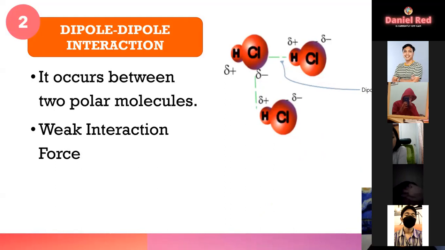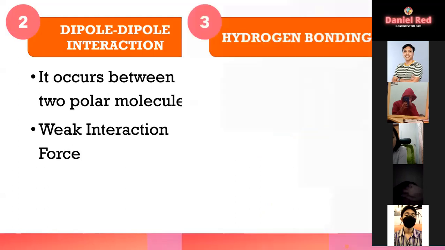As you can see, following the principle of intermolecular forces, opposites attract. So you have the positive pole attracting the negative pole. That's why it's called dipole-dipole interaction.